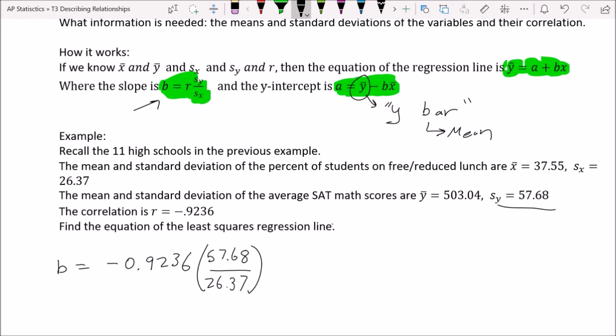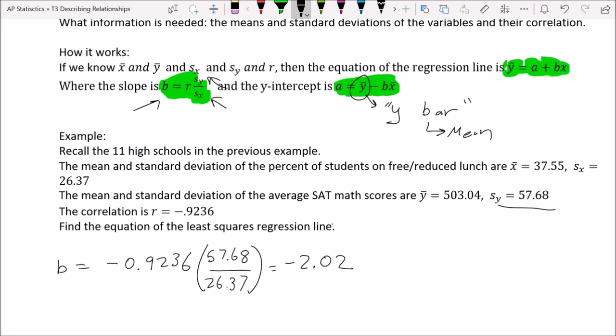By the way, not a coincidence that it's y on top and x on bottom. That's like rise over run with slope, right? Okay, so that's where that's coming from. So let's use our calculator. Let's figure out what that value is. Okay, and I got negative 2.02.